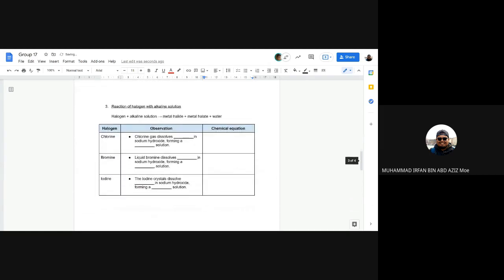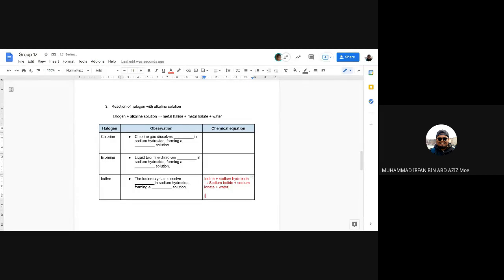Okay, then untuk ini kita akan bikin for iodine. Iodine crystals. So iodine will react with alkaline. This example kita akan gunakan sodium hydroxide, NaOH, and it will produce a metal halide, which is sodium iodide, and water.